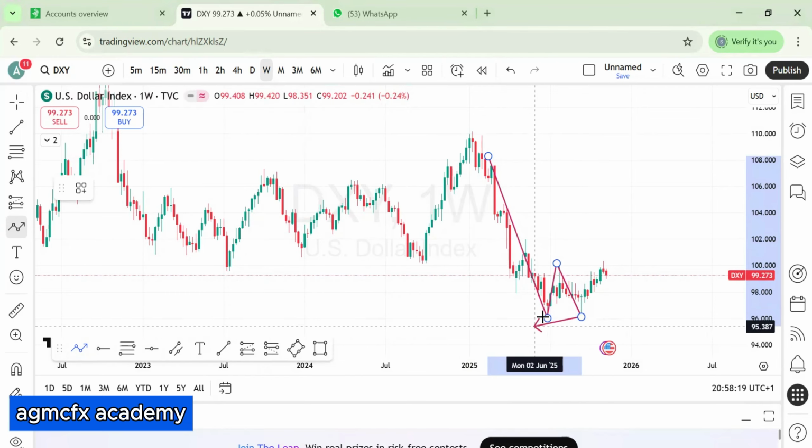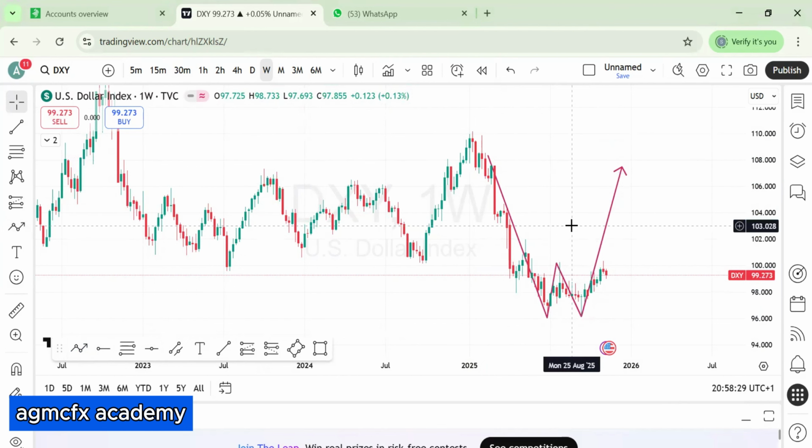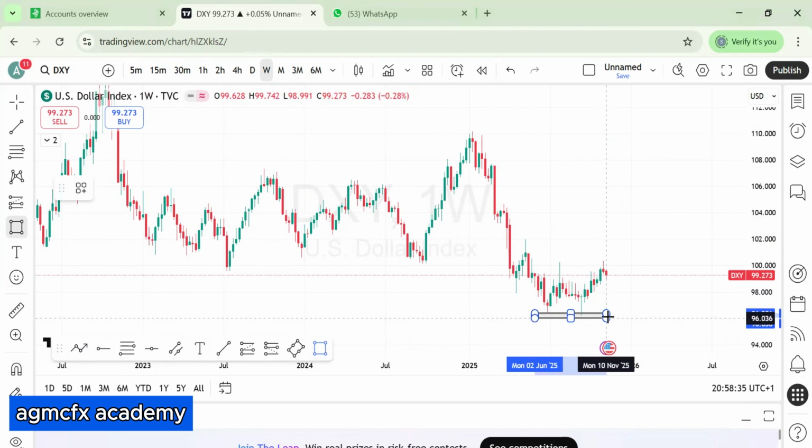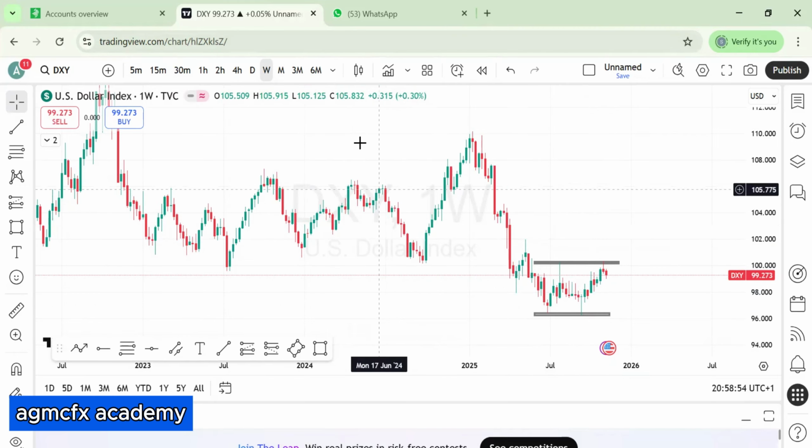So this is a double bottom. You can see these are double bottom. Then the market is moving up. So for this week, we're expecting a continuation of uptrend for DXY. This double bottom is a support level, and this double top is a resistance level. So what we'll be after is to look at the reaction of these markets.